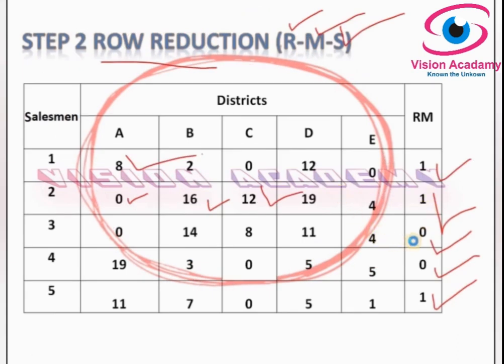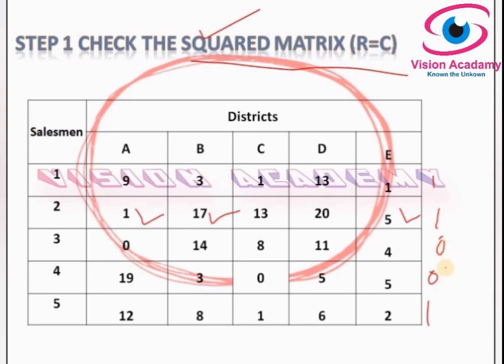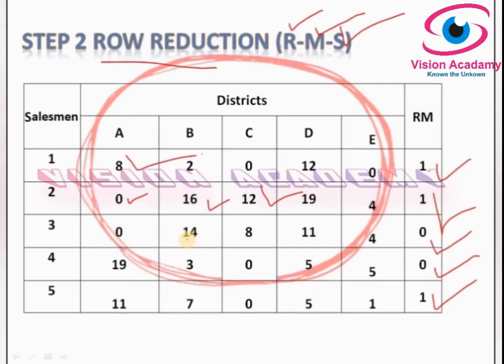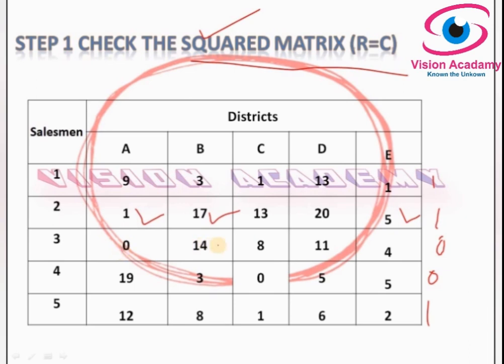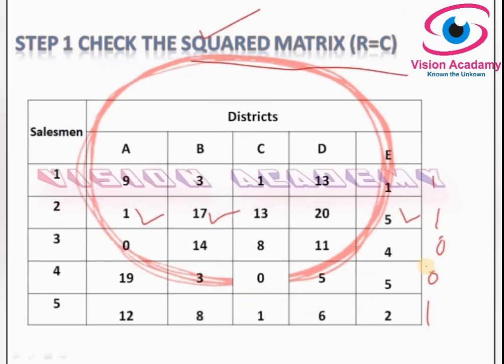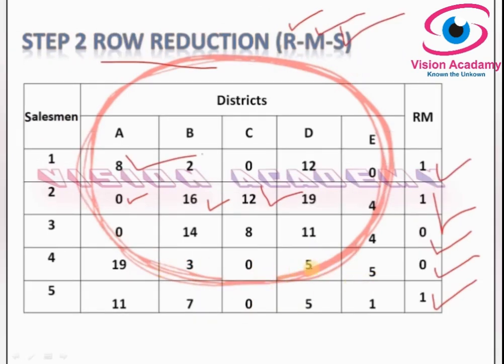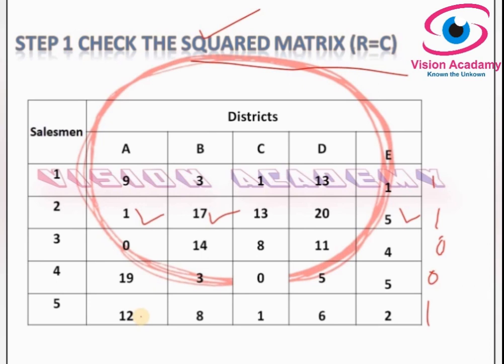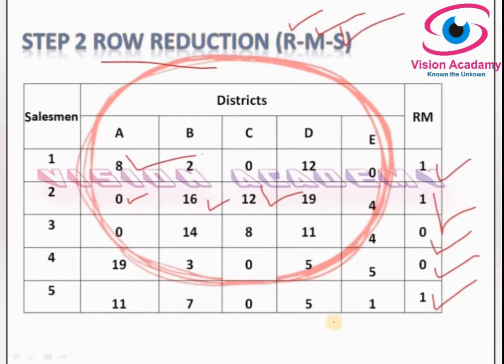Okay, and in the third and fourth rows, the row minimum is 0. It means you don't have to subtract the values from 0. Even if you subtract 0, the values will remain the same. For example, 0 minus 0 is 0, 14 minus 0 is 14 only. So I have taken directly 0, 14, 8, 11, 4. Here also 0 is the row minimum, so I have taken the same values, 19, 3, 0, 5, 5. In the last row, 12 minus 1, it is 11.